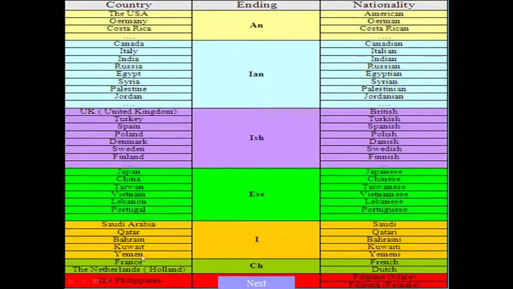Okay? Now, moving on to France and the Netherlands, also known as Holland. We use CH at the end, so basically just French and Dutch. Okay? Now, this one, it's the last, so the Philippines right here. So we use O at the end, okay? So either O for male and A for female. Kind of like Spanish, I don't know if you guys know Spanish or not, but they use kind of the same system of O and A for male and female. So Filipino, male, and Filipina for female. Okay?